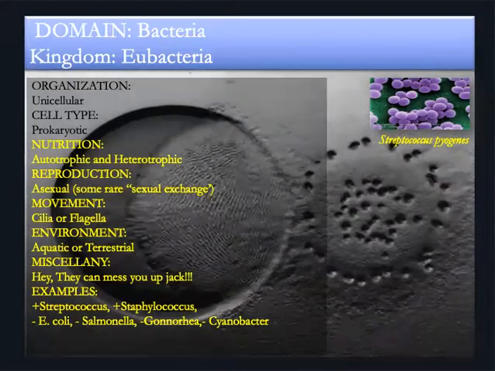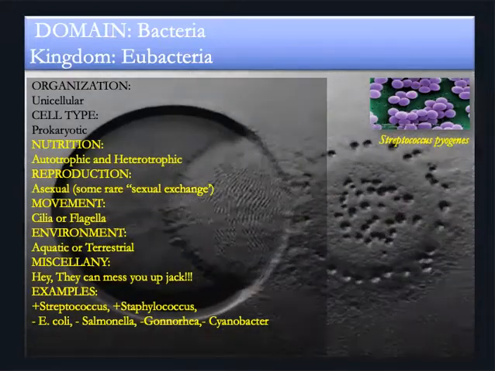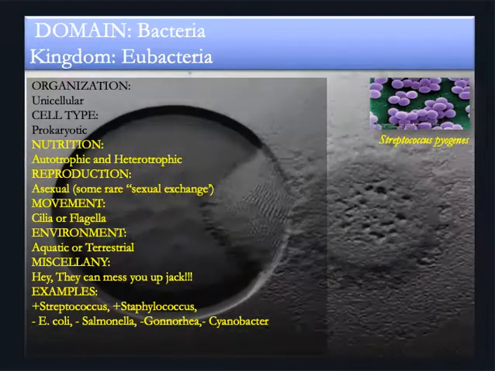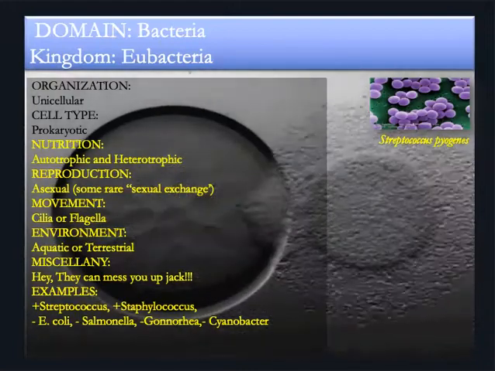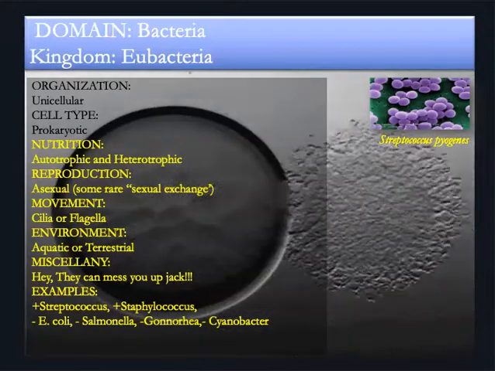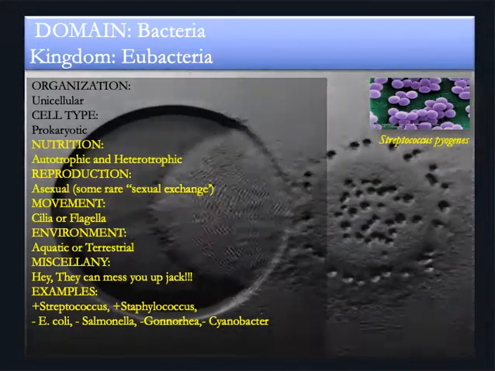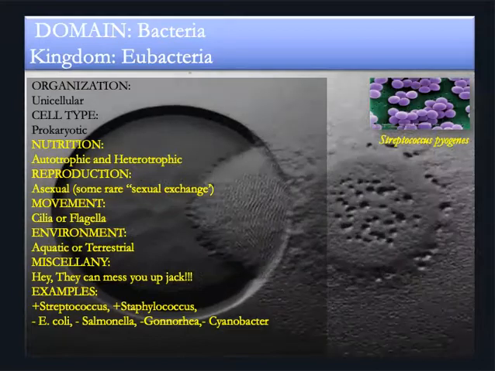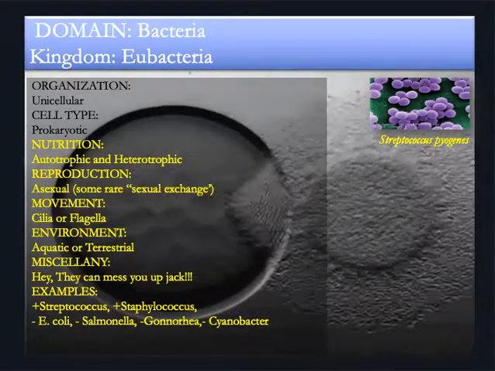Of course, strep lives in your GI tract. Staphylococcus, the staph, is found on your skin. And so Staphylococcus is also another common eubacteria. And so again, these guys are unicellular prokaryotes, but they're the new bacteria.